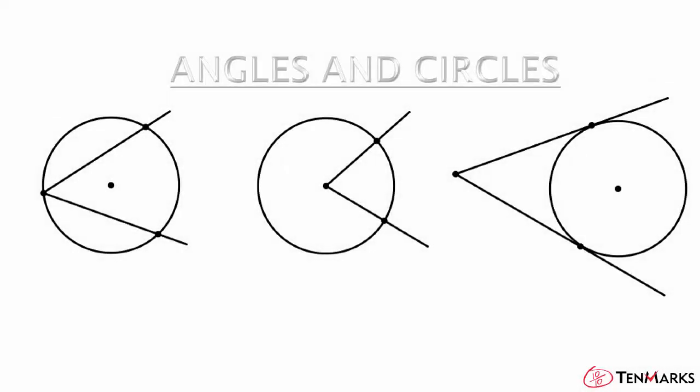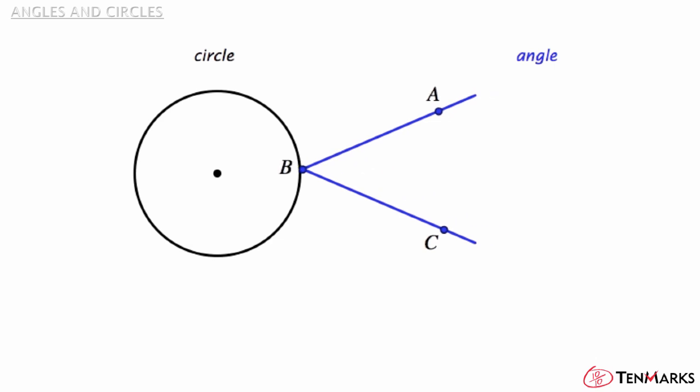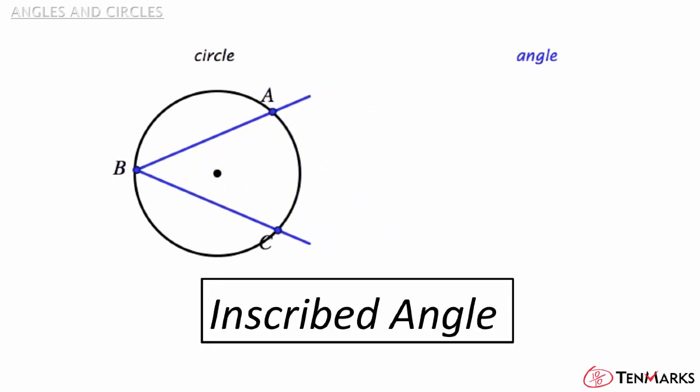This video will talk about angles and circles. Given an angle and a circle, there are many ways in which they can interact and overlap with each other. If you drag the angle so that it lies inside the circle with the vertex on the circle, you have created an inscribed angle.